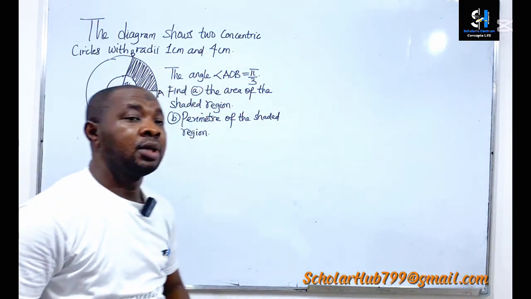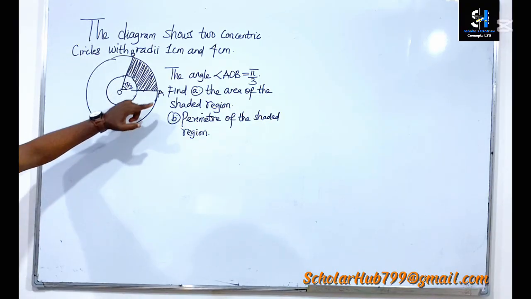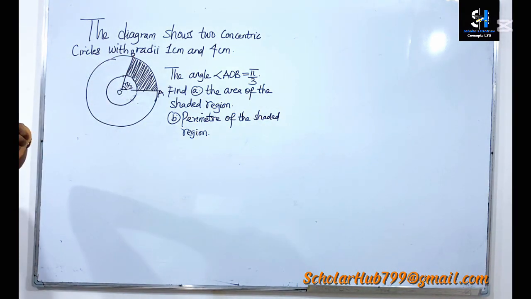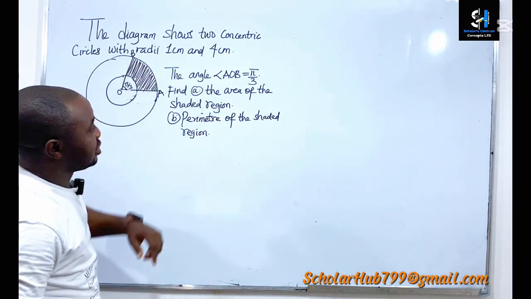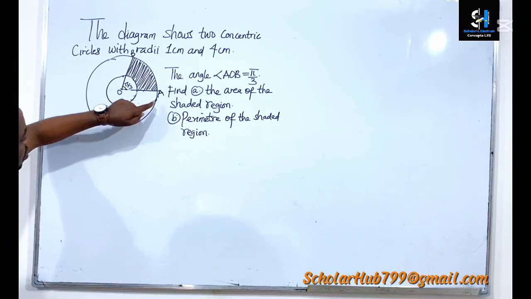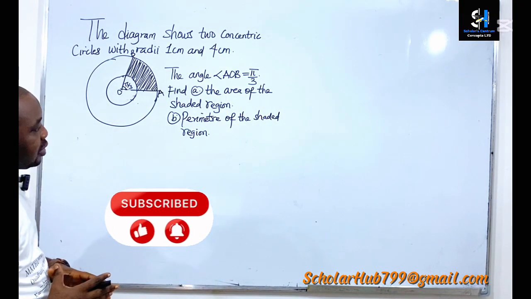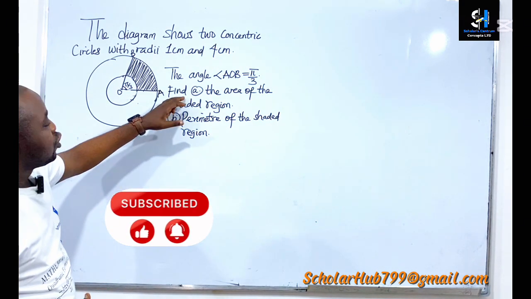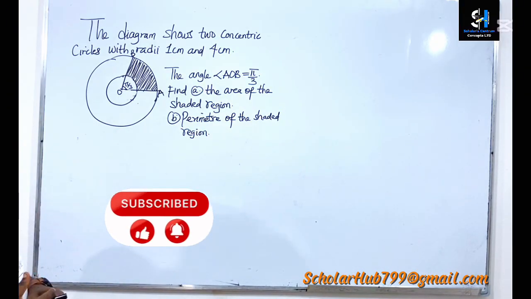And welcome. The diagram shows two concentric circles. Okay, we have the inner circle and the outer circle with radii 1 centimeter and 4 centimeters. The angle AOB, which is the central angle, the angle subtended at the center, is pi over 3. So the angle is given in radians. We are asked to find the area of the shaded region and also the perimeter of the shaded region.